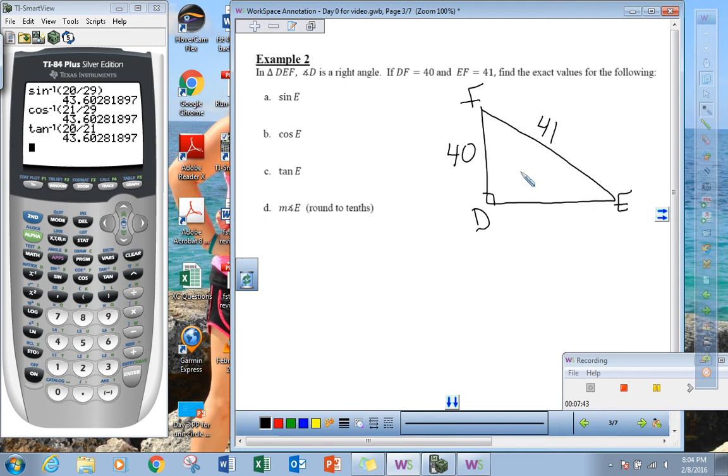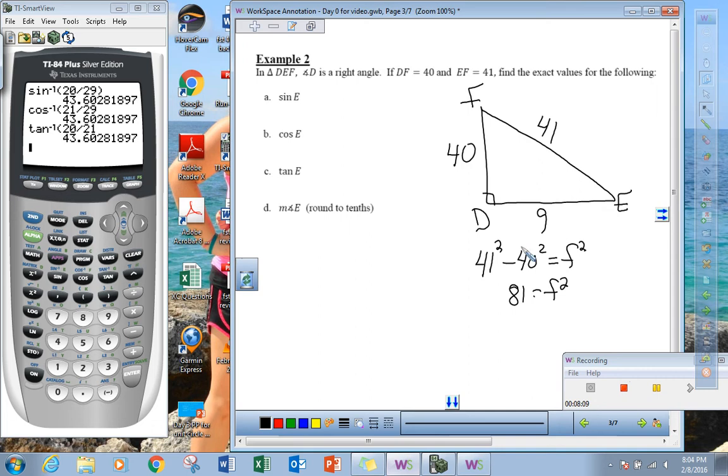And then I need to use Pythagorean theorem to get side F, or side DF. So in this case, I know my hypotenuse, so I'm going to go 41 squared minus 40 squared equal F squared. I'm going to get 81 equal F squared. So I'm going to get F to be 9. Now I've got everything I need.